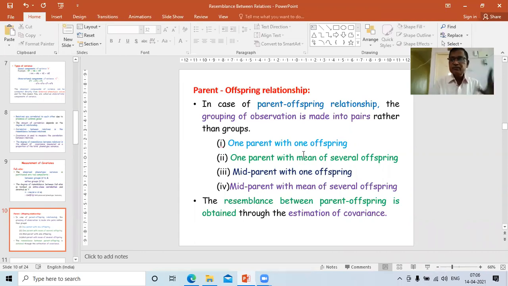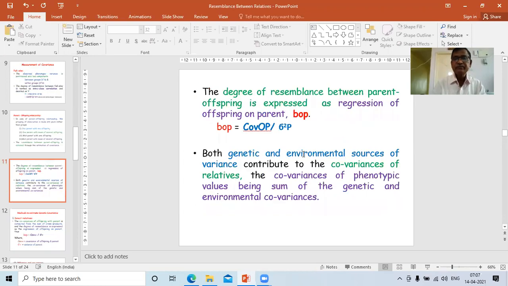So covariance होगा, प्लस हमको degree of resemblance निकालना है. Degree of resemblance is the ratio of covariance by the total variance. अब किस तरह का relationship है वो देखना है, whether full sibs, half sibs, parent offspring, like this. So the resemblance between parent offspring is obtained through the estimation of covariance. Clear? The resemblance between parent offspring is obtained through the estimation of covariance.